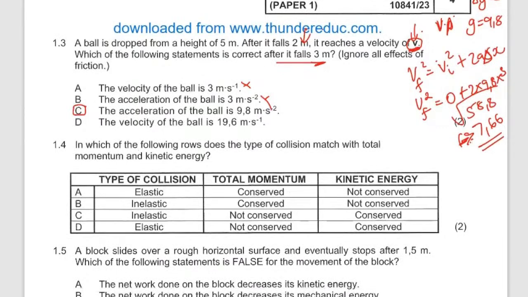Okay, then 1.4. In which of the following rows does the type of collision match with the total momentum as well as the kinetic energy? So with elastic collision, momentum is conserved, kinetic energy is not conserved. This is why. Inelastic, momentum is conserved, that's correct. Kinetic energy is not conserved. So I think it has to be B. Because in B, we can see that everything is correct for the momentum and the kinetic energy.